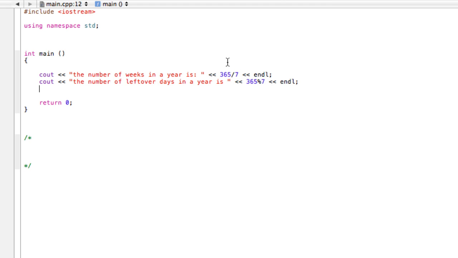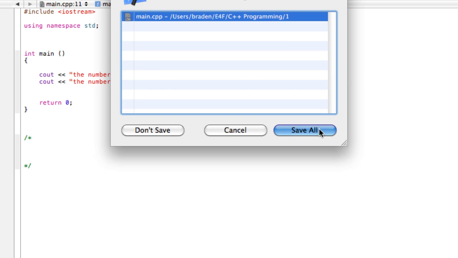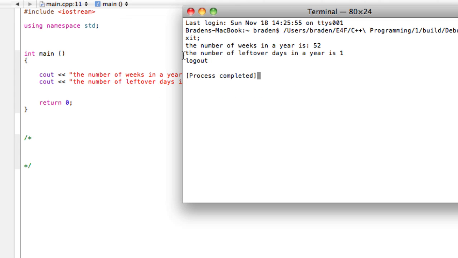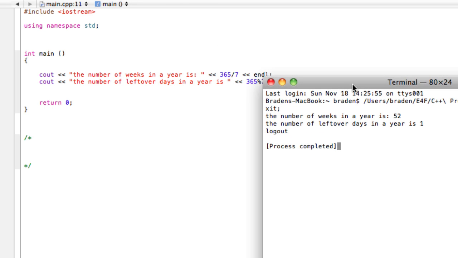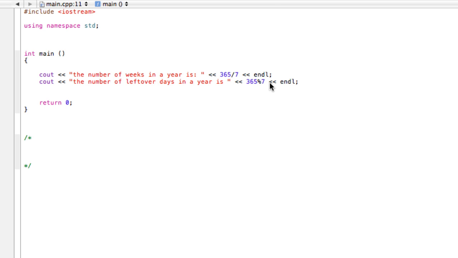We know that there are 7 days in a week, so if we divide 365 by 7, it gives us the number of times it evenly goes in and cuts out the remainder, which is going to be a few leftover days. If we use the modulus sign, it does the same kind of division but only gives us the remainder. Let's run this. It says the number of weeks in a year is 52, and the number of leftover days in a year is 1. That makes sense. If you multiply 52 by 7, you get 364, and the last day just completes the year. So there are some applications where the modulus operator is pretty handy.